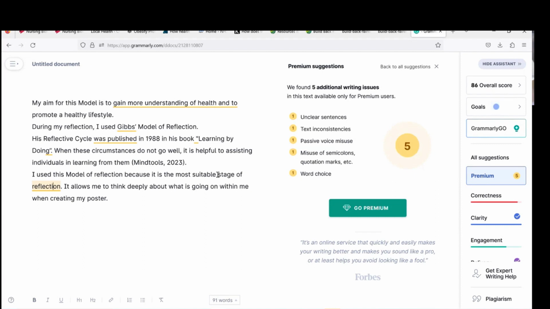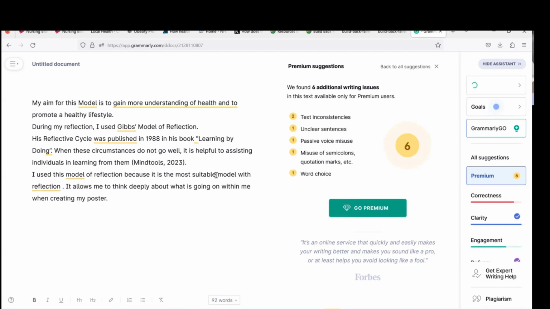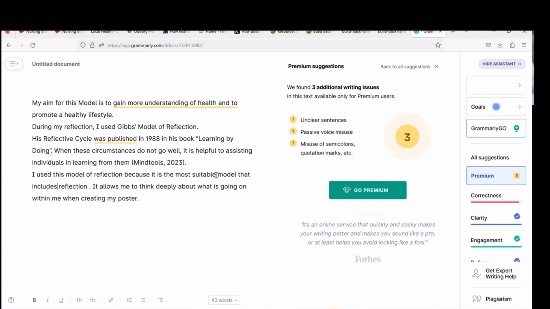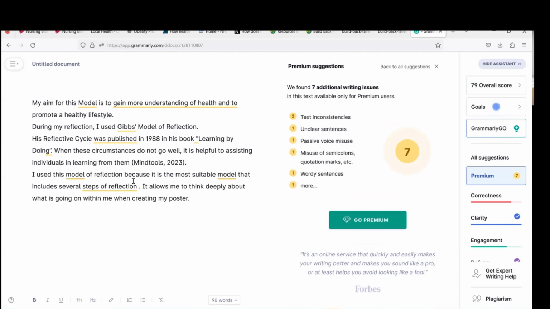Beautiful. This is "model of reflection". Again, why would you write a capital "Model"? Just small. I use this model of reflection because it's the most suitable. Reflection. It is the most suitable model that includes several steps of reflection. Yeah. So that looks now a lot better.